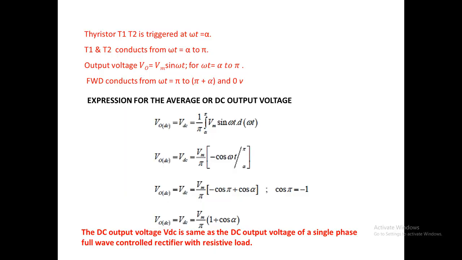So this is the average output voltage, that is VDC equals 1 by pi times the integral from alpha to pi of Vm sin omega t. Taking Vm outside and integrating sin omega t, we get minus cos omega t for the limits alpha to pi. On substituting the upper and lower limits, we get minus cos pi plus cos alpha. Cos pi is equal to minus 1, that is minus into minus, plus 1. So this will be 1 plus cos alpha, the same as the resistive load expression.